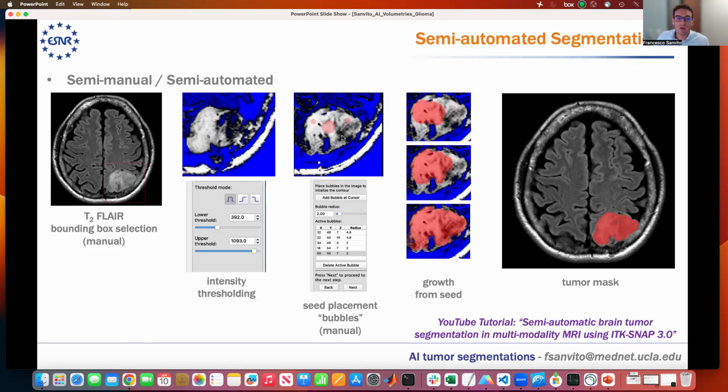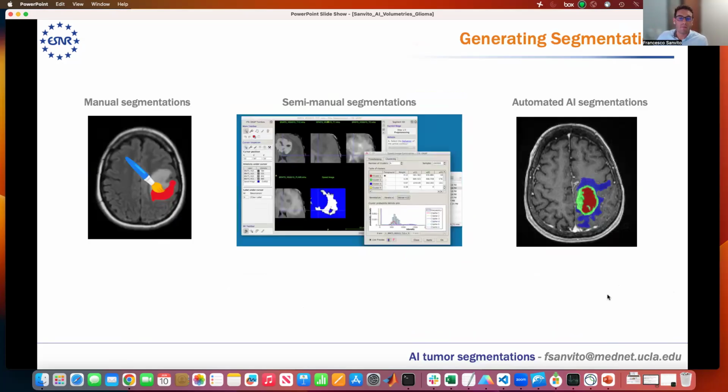This is the assumption. You also have to select bubbles, as they're called, the seed points where the segmentation is started, and then the software will expand those bubbles to create the final segmentation by respecting the bounding box and the intensity thresholds that you applied. So this is, for instance, one of the results that you can obtain.